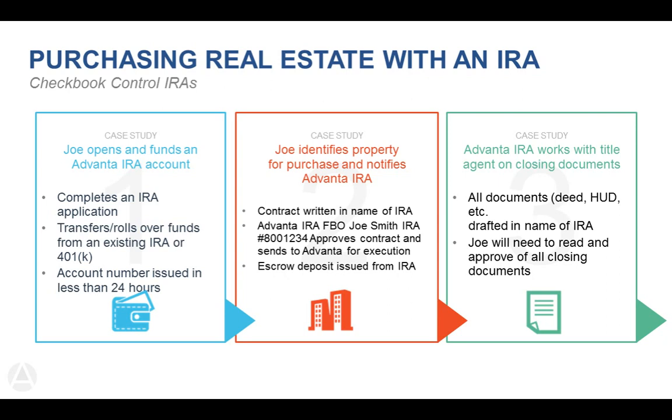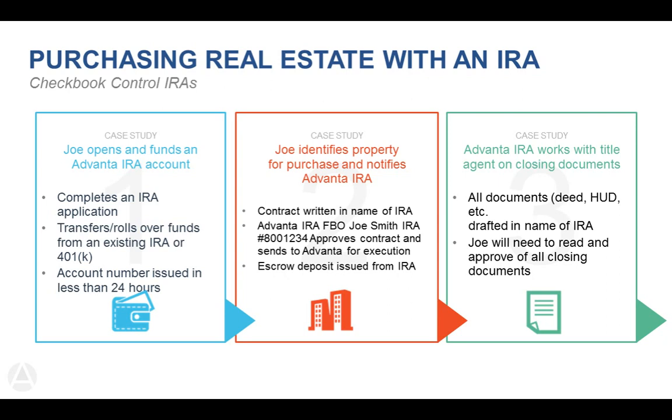into the IRA. After the property is identified, the name of the IRA, which is Advanta IRA, FBO Joe Smith, his account number, is put on the contract. He approves it, and we sign it. Now, this process is inherently done pretty quickly because we have the ability to use DocuSign, so you can digitally approve everything. We can get stuff back to real estate agents, title agents, same day. It's not a problem, but there is just a little bit more of an administrative workflow that you have to go through with this type of model.